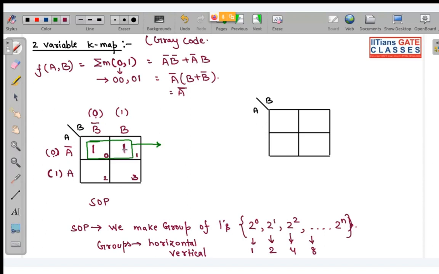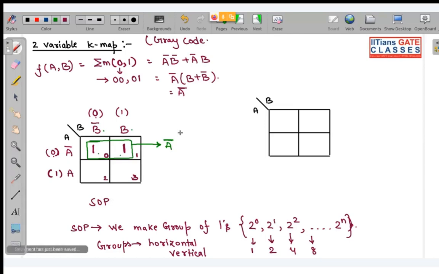So in this group of 2, what is common you can see? If you check for B, in this cell B is 0, in this cell B is 1. So this is not common. But if you check A complement, it is common for this cell as well as this cell. So I am going to write A complement over here. As this is your SOP, we are going to write this in minterm form. At the moment this is a 2 variable K-map, so it is quite simple to write.